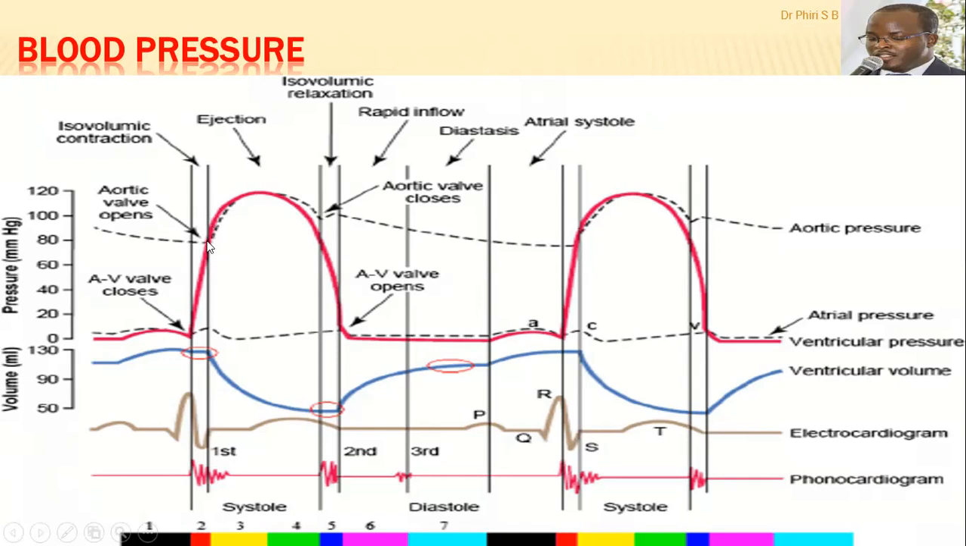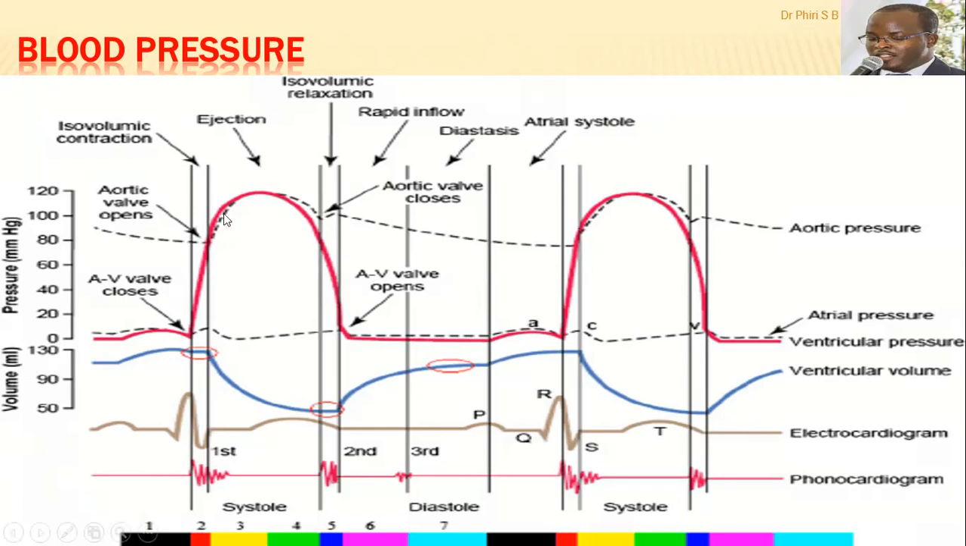As blood is being ejected into the aorta, the aortic pressure will also increase because the amount of blood ejected here is increasing. So blood is moving from the left ventricle into the aorta.